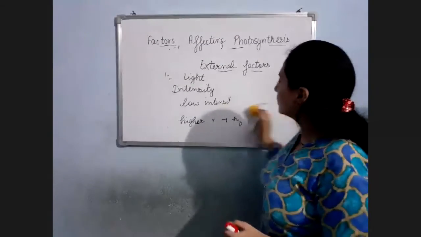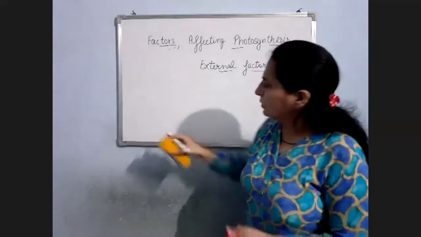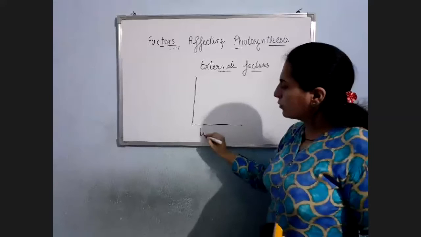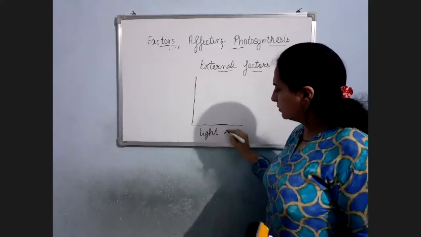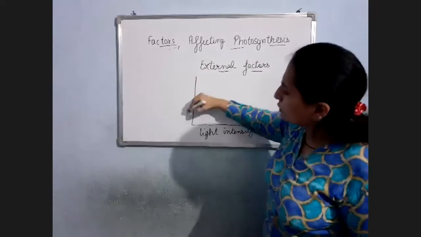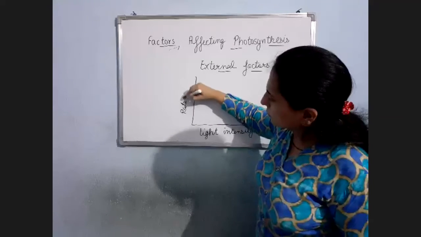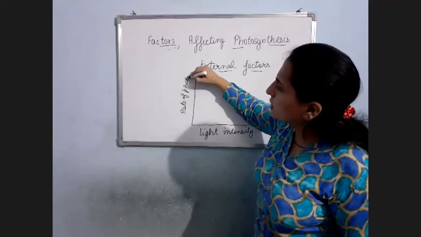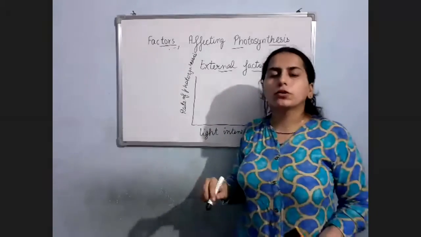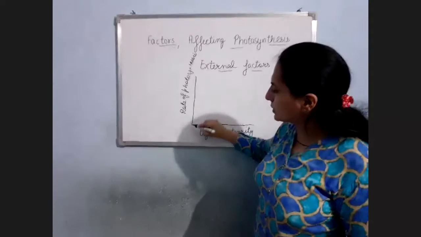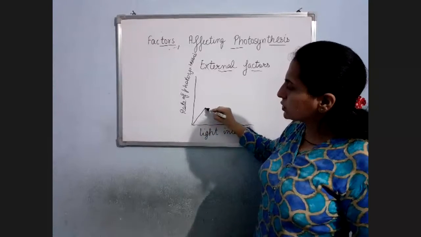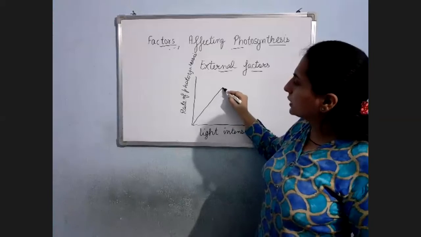Let me show you with a graph. Here I am having a graph. Here I am drawing light intensity and their rate of photosynthesis. Now it is but obvious, if light will increase, intensity of light will increase, the photosynthesis will increase. So I can draw it like this. Light is increasing, photosynthesis is also increasing, but to a certain level.